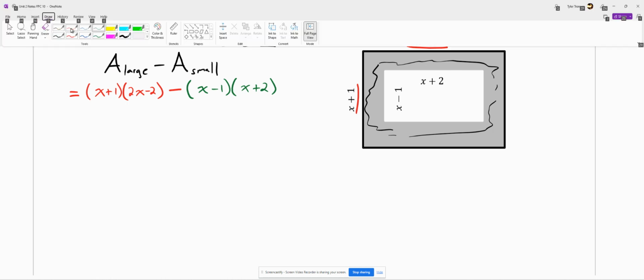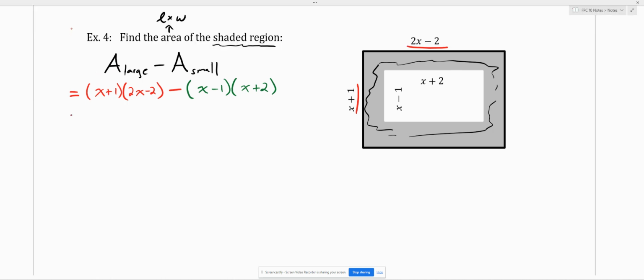So I'm going to multiply out my red portion here, my large portion. Let's see what we get. x times 2x is going to give me 2x squared. x times negative 2 is going to give me negative 2x. Plus 1 times the 2x is going to give me 2x. And 1 times negative 2 is going to give me negative 2. I'm going to place that all in brackets because that is the whole large put together there.